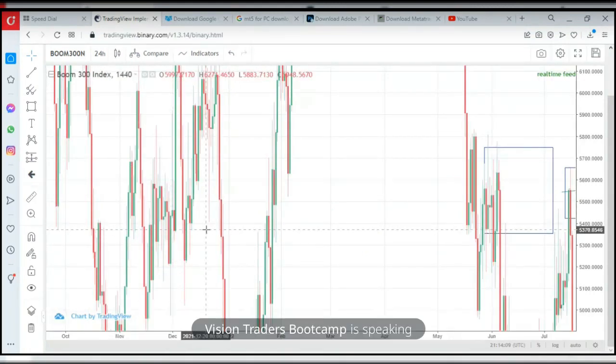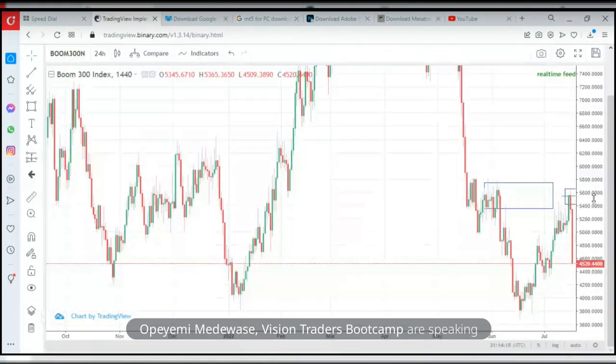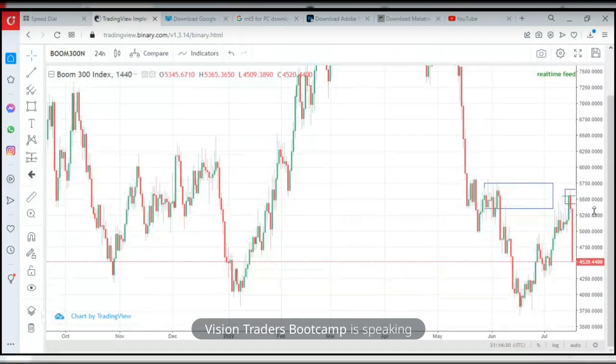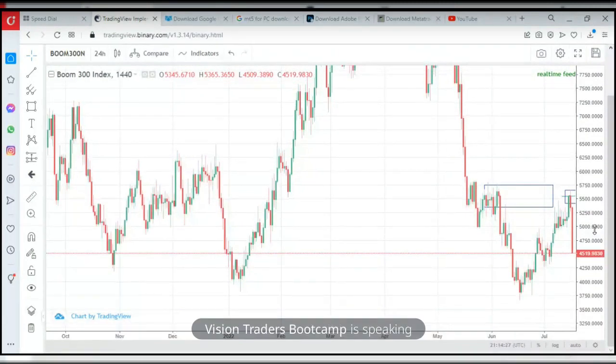Somebody's asking if this strategy applies to the currency market as well. No, sir. Tomorrow we'll be having a basic strategy for currencies.